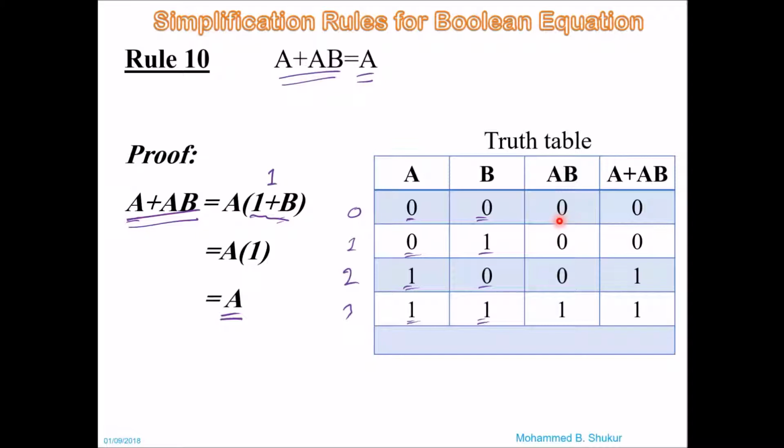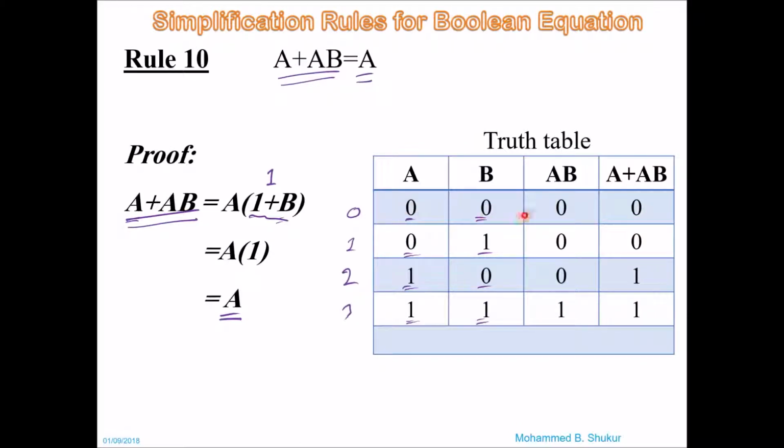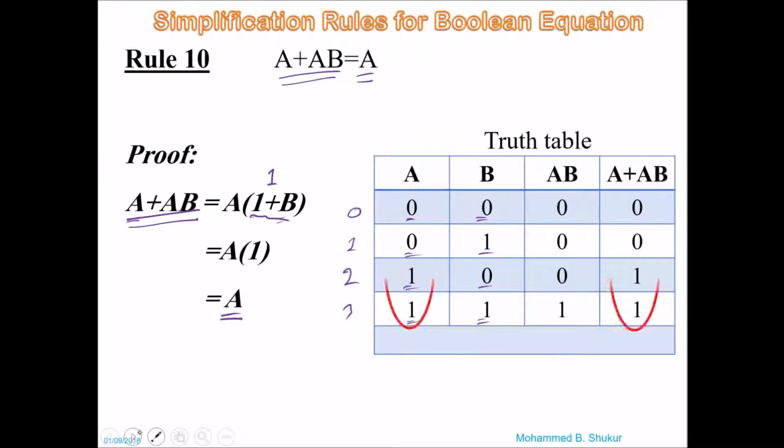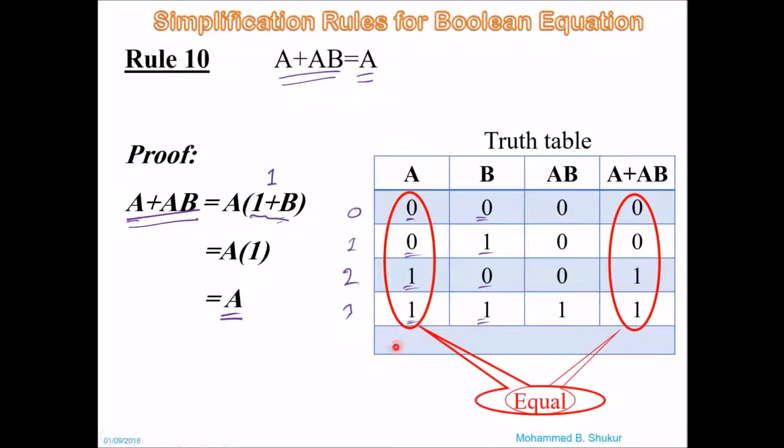So we make ORing between the first column and the third column. So we have 0 or 0, the output equals 0, 0 or 0 equals 0, 1 or 0 equals 1, 1 or 1 equals 1. So now we can see the first column, the column of a, equals the last column, a or a and b. So from this truth table we can prove that the left hand side equals the right hand side.